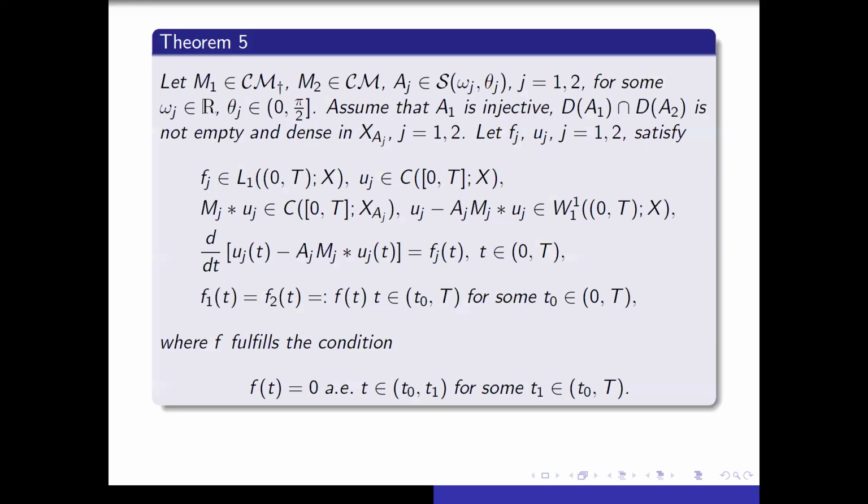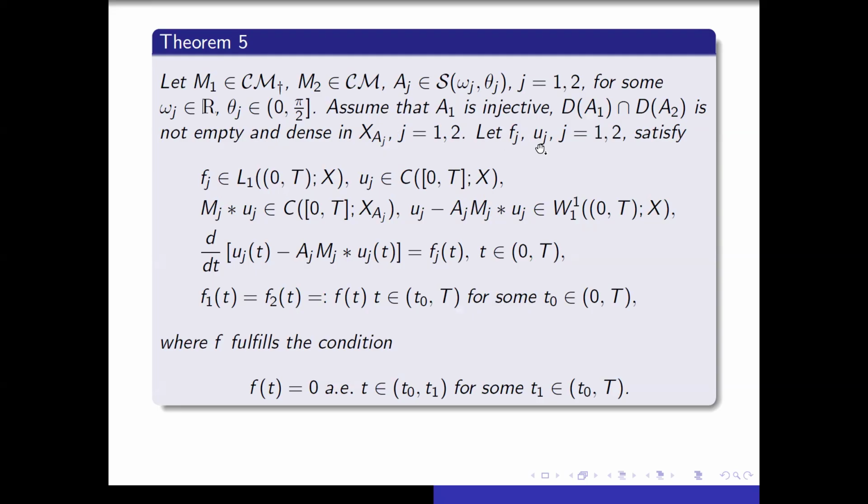Uniqueness theorem is here. And here, as usual, we take two sets of data and two solutions, and then the aim is to prove that these two solutions are equal to each other, as usually is done. Some assumptions here about M1 and M2. And we have two operators there. Assume that A1 is injective, and this intersection of domains is not empty and dense in this space.